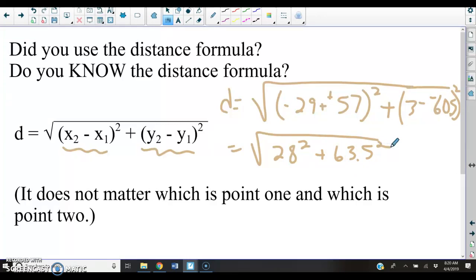Okay. And note, it does not matter which is point 1 and which is point 2, because then you just end up squaring a negative number rather than a positive number. Okay, so we got the same thing.